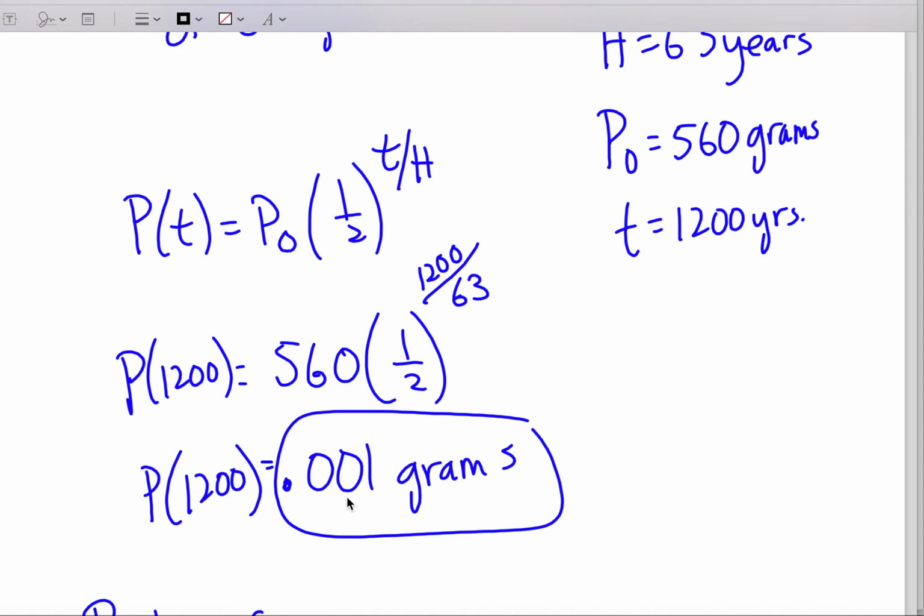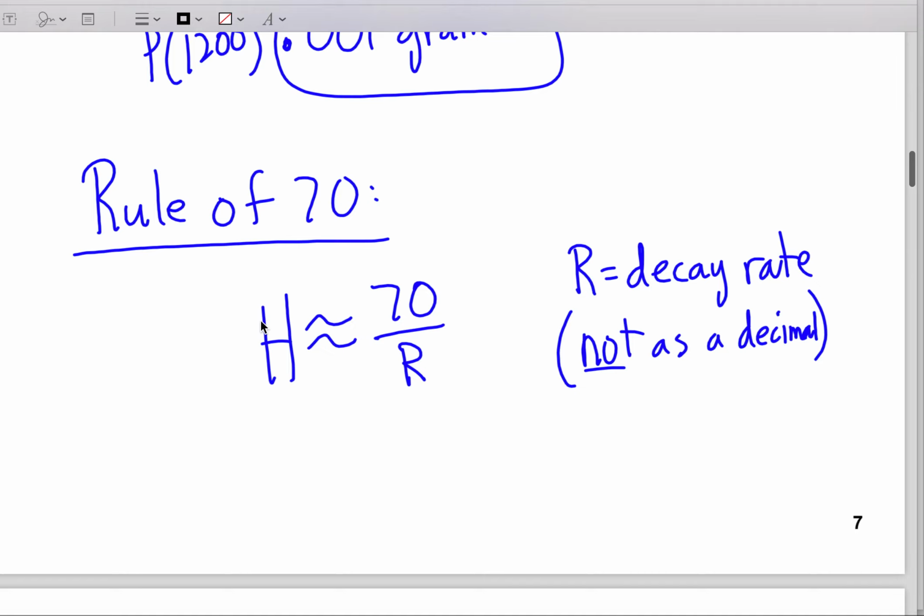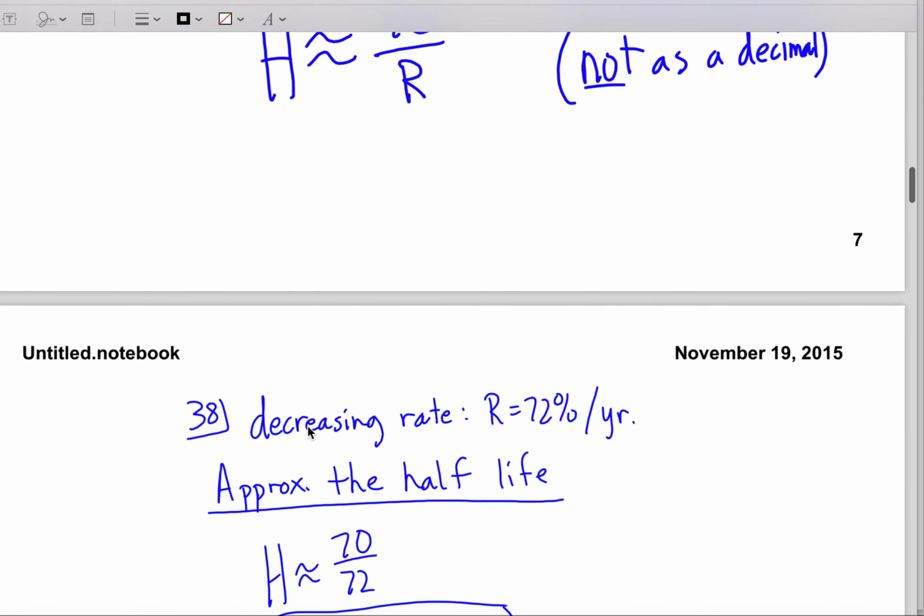Not a whole lot. Again, they have a rule of 70 to find that half-life, but scientists actually don't use that. They use a different method using things called logarithms, but you're more than welcome to use this formula, and you can find your decay rate. Again, that decay rate is not a decimal, and you can find your half-life by plugging that decay rate into this and coming up with that.